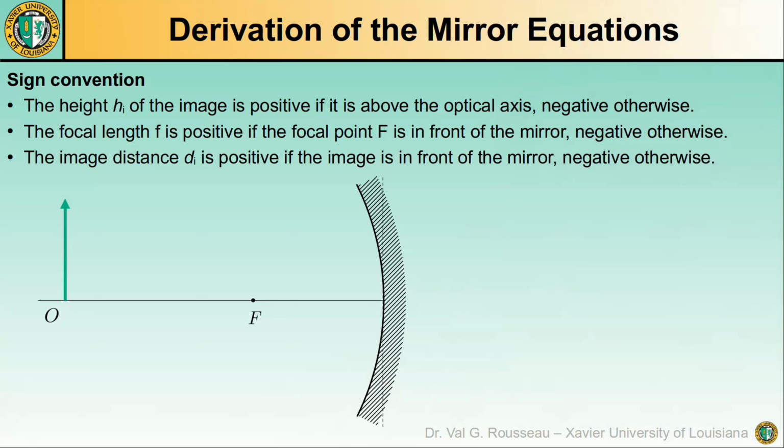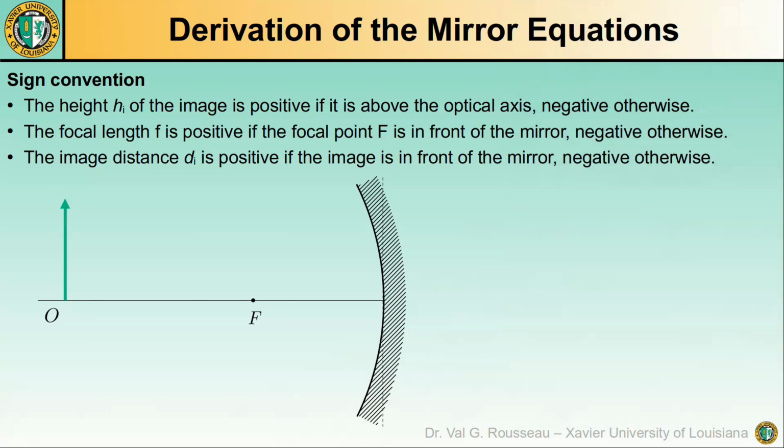The equations that we are going to derive assume the following sign conventions. The height hi of the image is positive if it is above the optical axis, negative otherwise. The focal length f is positive if the mirror's focal point is in front of the mirror. That's the case for the concave mirror that is shown. Negative otherwise, that is, if the mirror is convex. And finally, the image distance di is positive if the image is formed in front of the mirror. In other words, the image is real. Negative otherwise, that is, if the image is virtual.